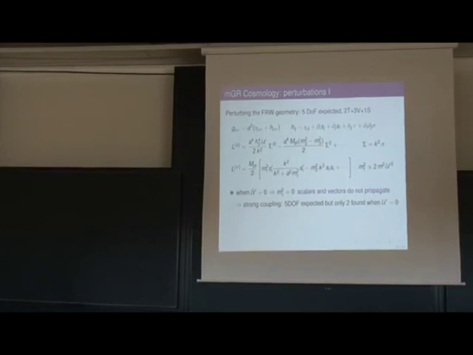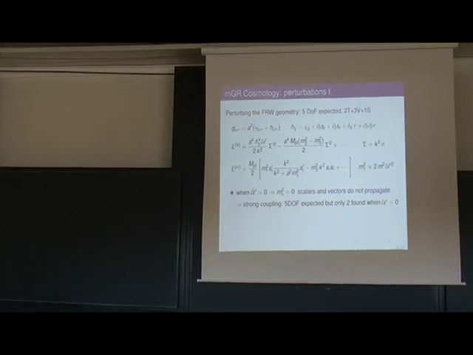So if u prime is very small, here you have a strong coupling problem, because this term becomes, I mean, tends to zero. Same story for the vectors. Again, it's missing a u prime here.